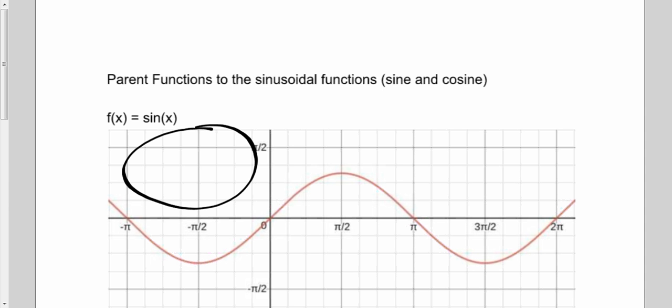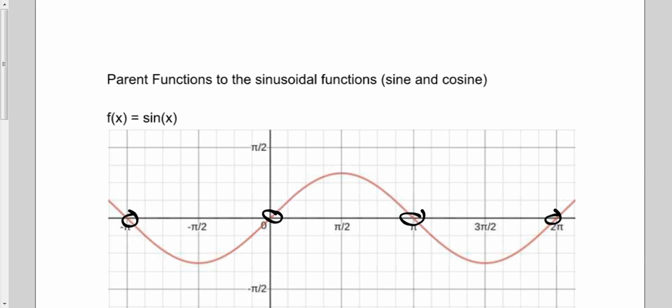But what do I notice about this graph? First of all, it crosses. How many places does this cross? I got 1, 2, 3, and 4 zeros. Now, how frequently are those zeros happening? Every pi. Okay? So, every pi. Now, if I kept doing it out here, let's say, what happens out there?